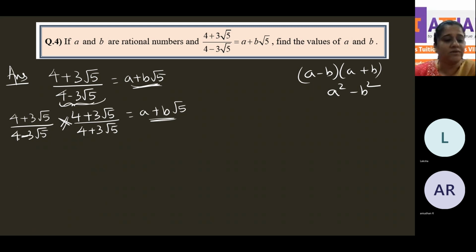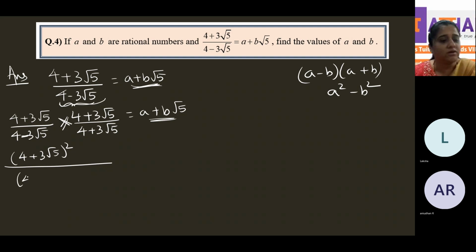Okay, so what did we understand? In the numerator, it is 4 plus 3 root 5 the whole square. The denominator is A minus B into A plus B. You can write it straight away, A square minus B square. What is A square? 4 square minus B square. The minus is not this minus. The identity is A square minus B square.